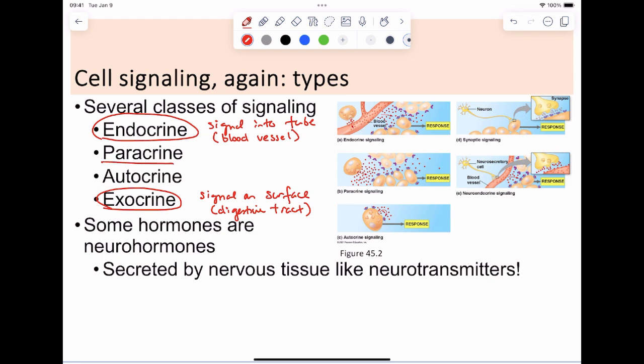Paracrine is a cell talking to the cell next to it. This is going to be your immune system. It likes to talk to its neighbors. Autocrine is when you talk to yourself. We're going to see this also a lot with your immune system.